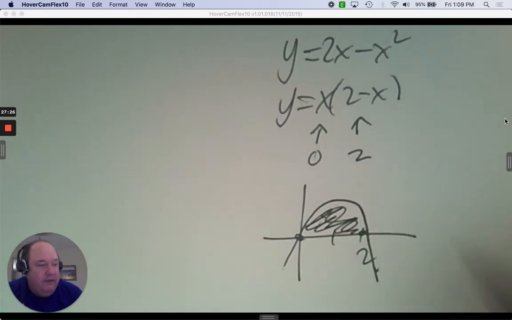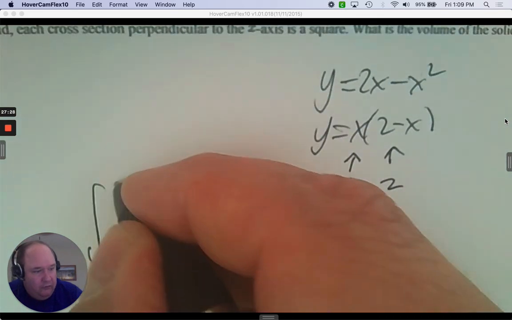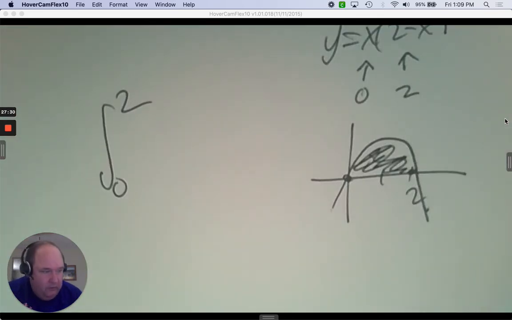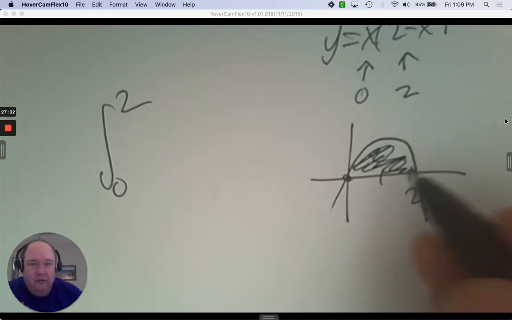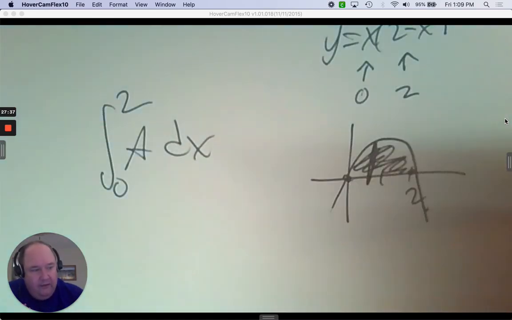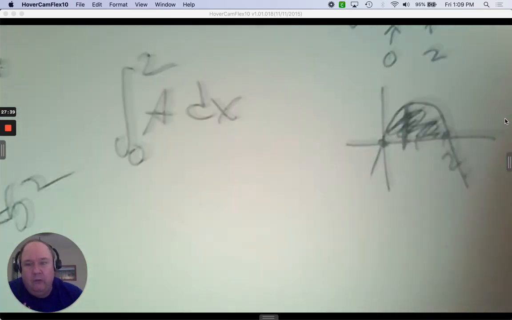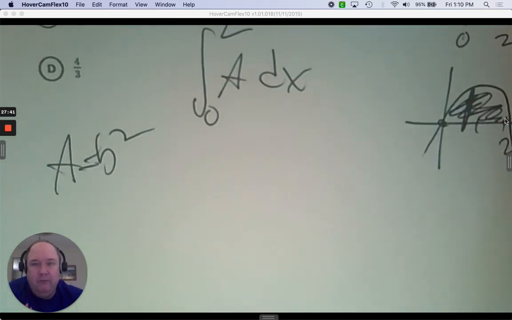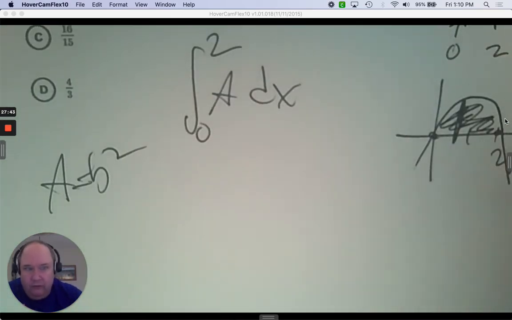So how do you find the volume of that? So first of all, it's going to go from 0 to 2. The cross sections are squares. So the formula is going to look like this. And we know the formula for a square is b squared. No pi involved. It's a square.